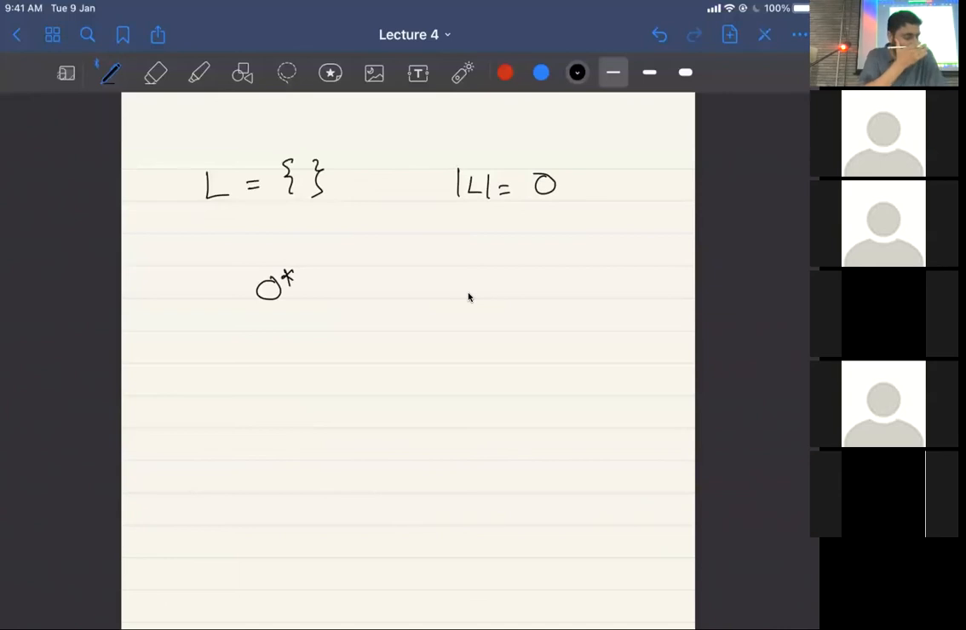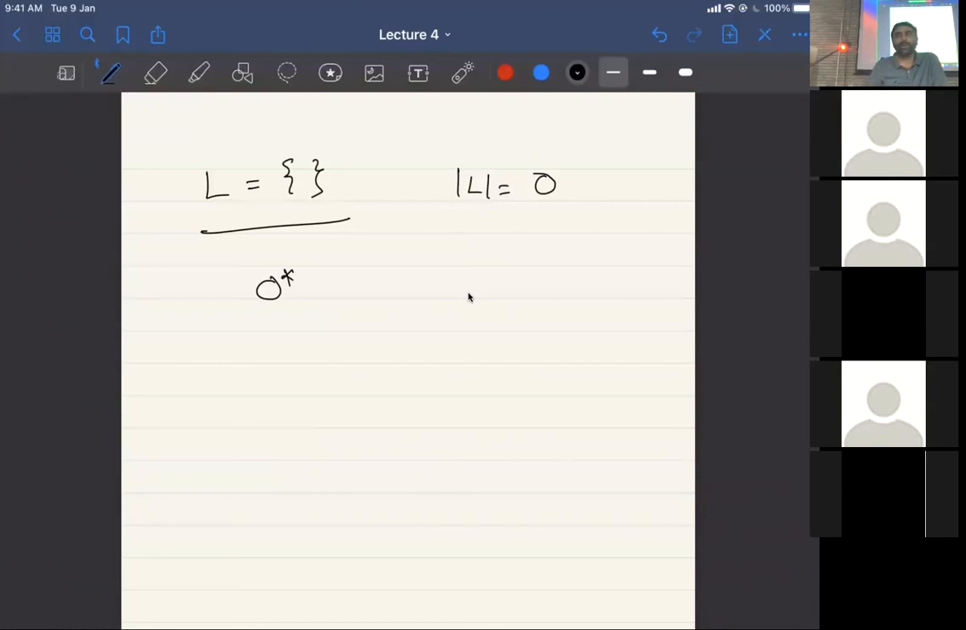But there are many languages which are finite. And by definition, every finite language is regular. Not every infinite language is regular, but every finite language by definition is regular. And since this empty language is finite because there are zero strings in it, and zero is a finite number, therefore this L is a regular language.